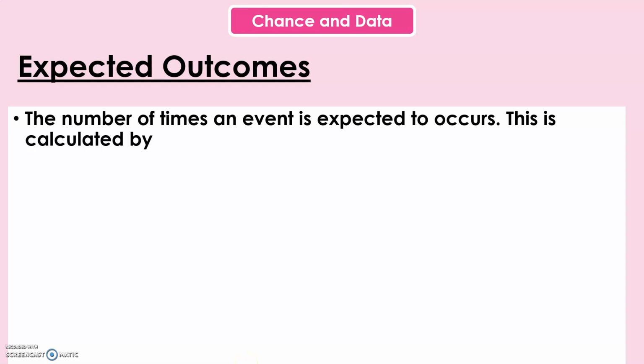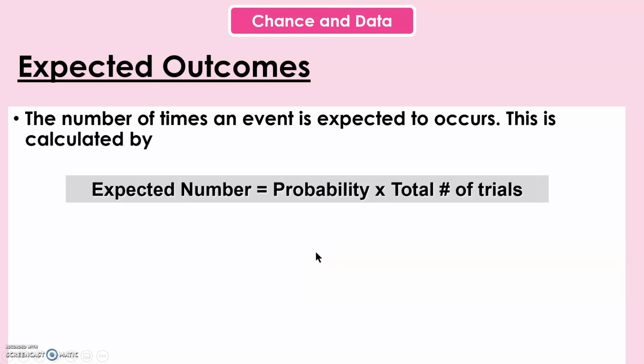Today's lesson is about expected outcomes. The expected outcome is the number of times an event is expected to occur after a number of trials. This is calculated by the probability times the total number of trials.